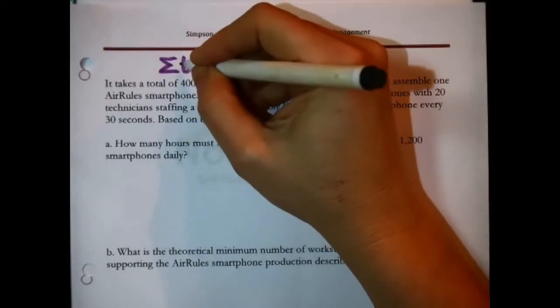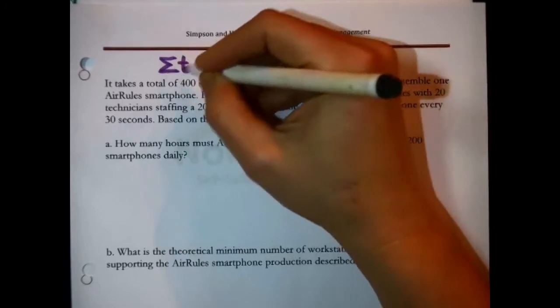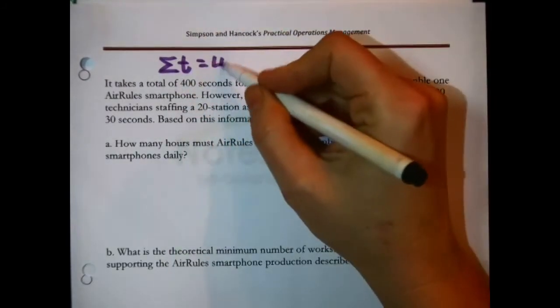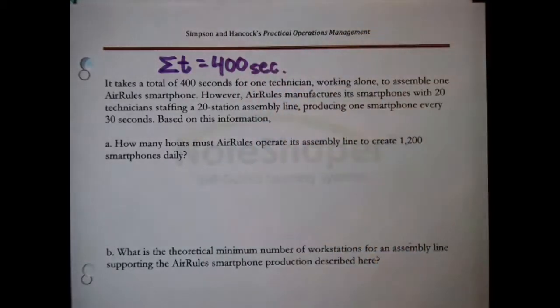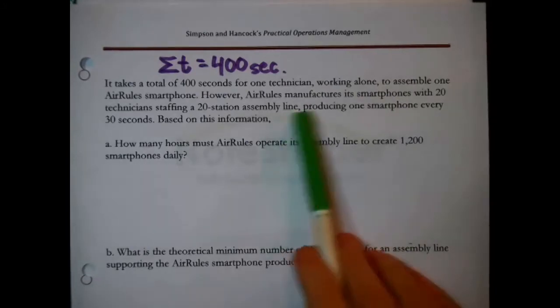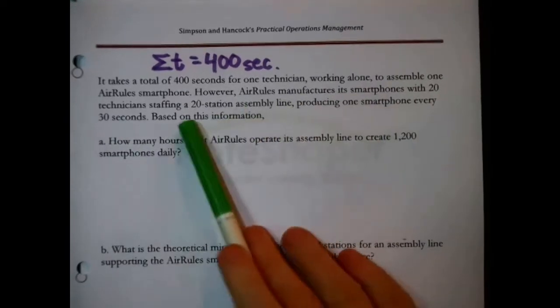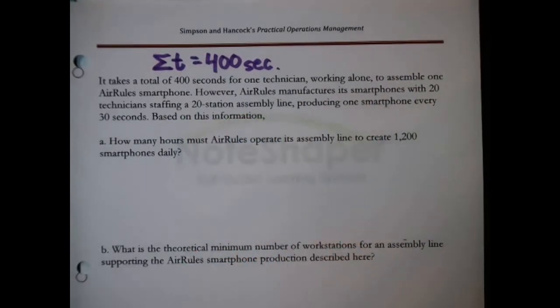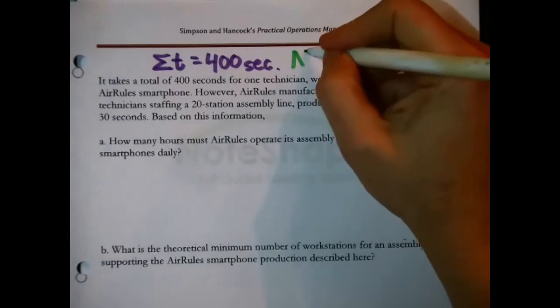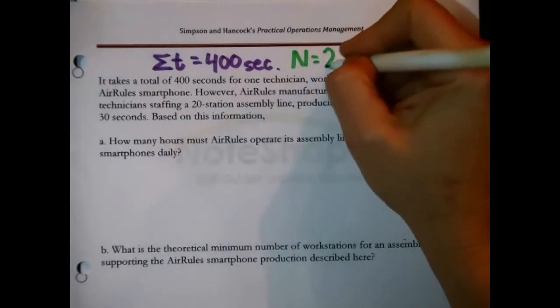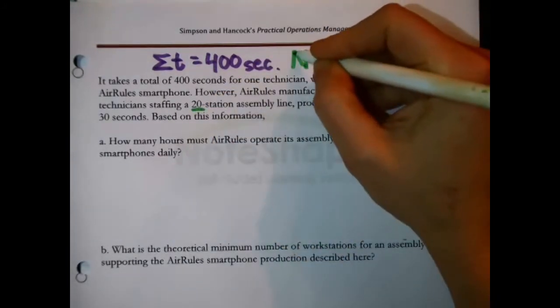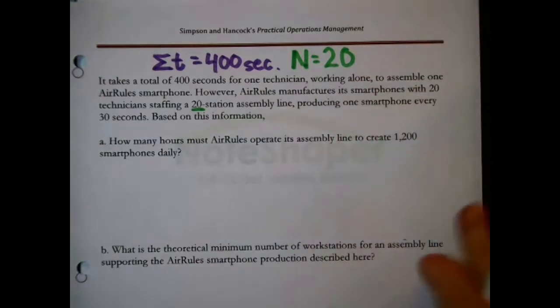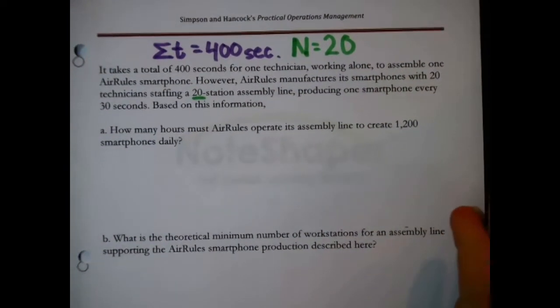Now that is information, not about any individual task in the assembly, but I'm writing sigma t for the sum of the task times. Apparently, however many tasks there are, they add up to 400 seconds. Now, what else? However, Air Rules manufactures its smartphones with 20 technicians staffing a 20-station assembly line. Oh, this assembly line is already balanced, I guess. It's already designed, and what we were just told, capital N, is the parameter, the number of stations. We were told that there was 20. I'm just storing that information.